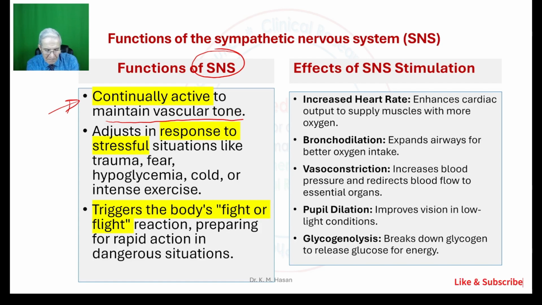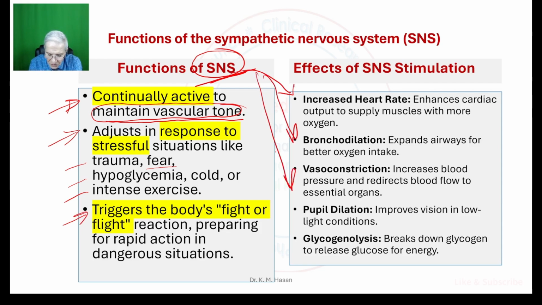So again, the main purpose, you can see here, number one, is to maintain vascular tone. Number two, the central nervous system adjusts the response to stress. For example, when you have trauma, fear, hypoglycemia, or intense exercise, this mediator will be released. Also, this mediator will be released during fight or flight. The activation of the sympathetic system will lead to the following actions. We need to remember all these.